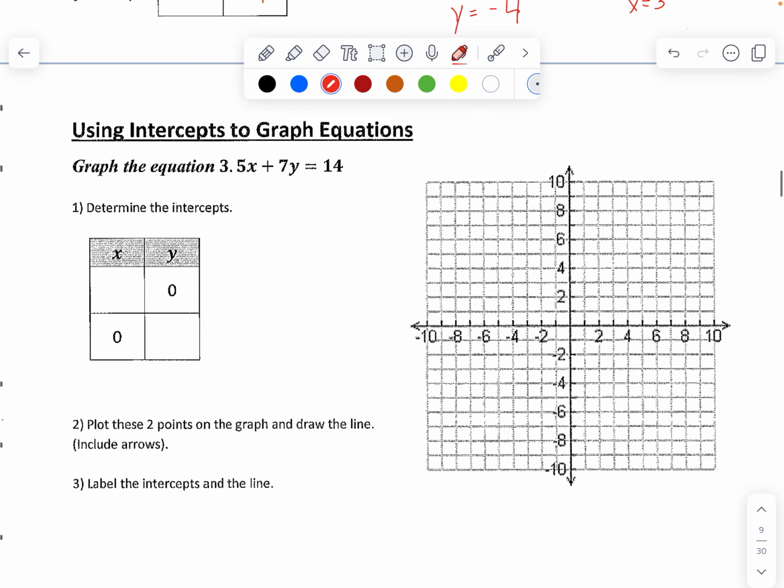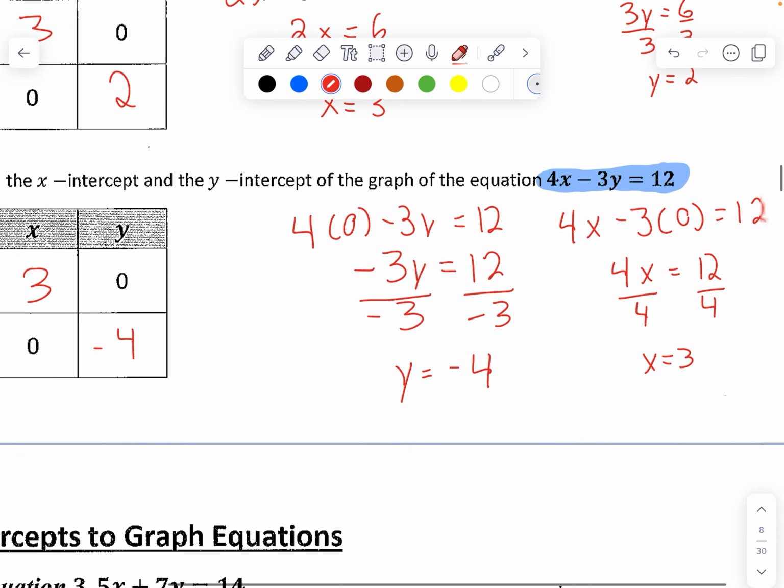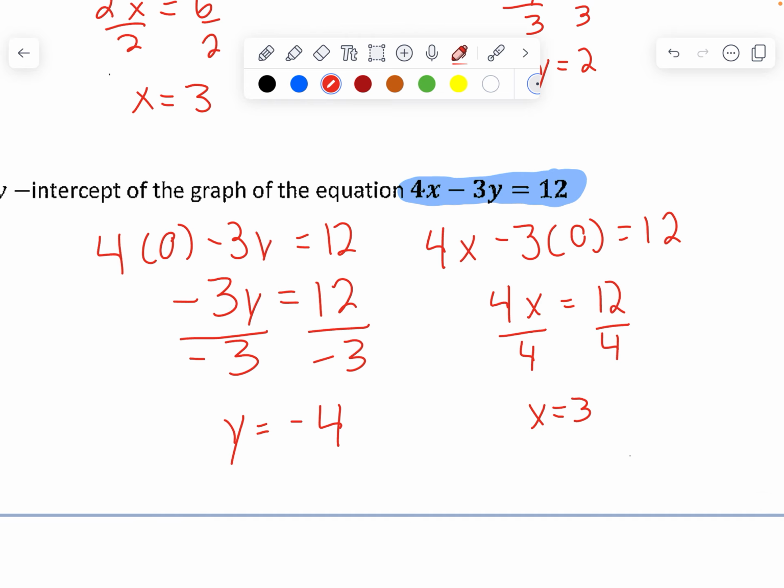Alrighty, now let's go ahead and do the same thing, but we're going to actually graph it as well. So let's start by finding the intercepts. One thing you've probably noticed is that when you find the y-intercept, just ignore the x. And when you find the x-intercept, just ignore the y.